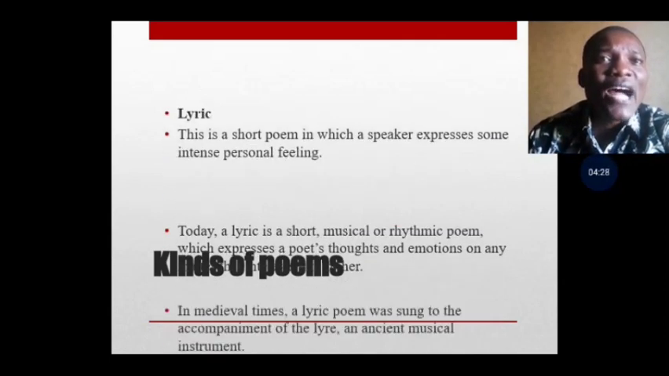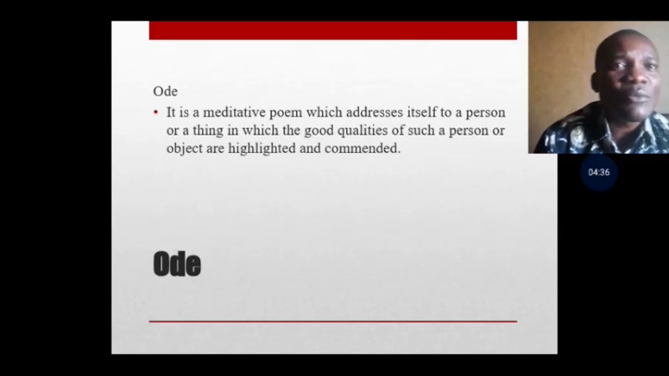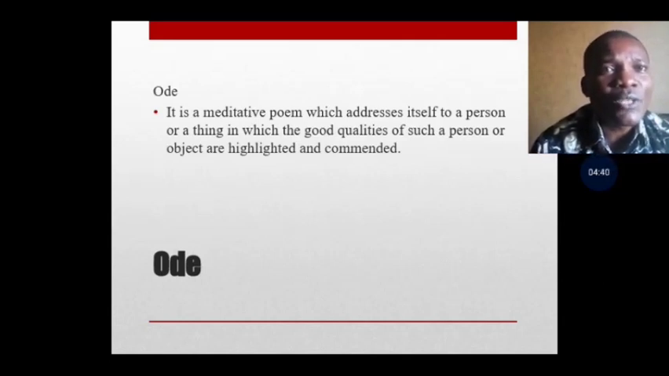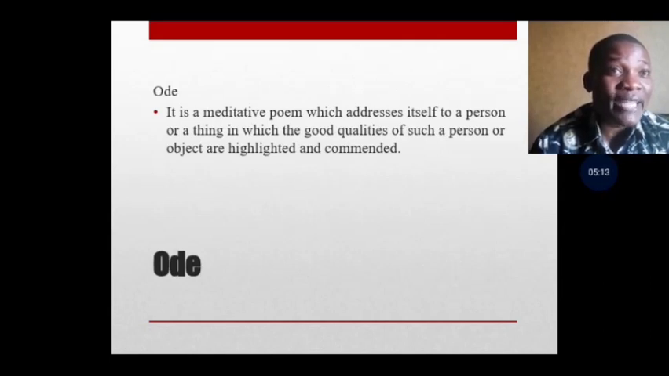Then you have another type of poem. And what is ode? Ode is a meditative poem which addresses itself to a person or a thing in which the good qualities of such a person or object are highlighted or commended. So ode is a kind of poem where you address an inanimate object, an abstract concept or nature, and then you give such an object the features of humans, and it is addressed as if it can see and hear. A popular ode is a poem written by D.H. Lawrence, Snake, where he addresses the snake as if the snake is human.